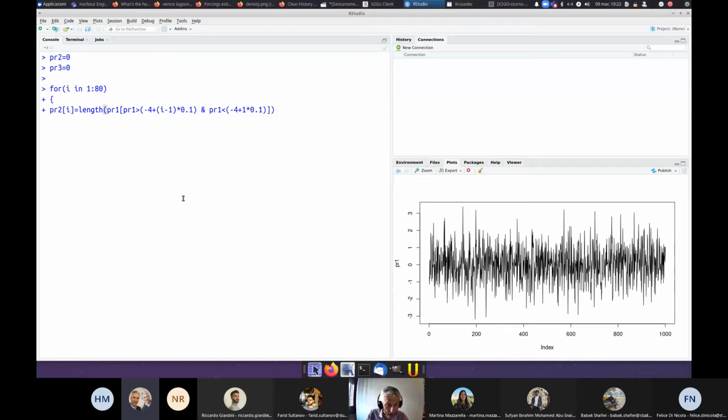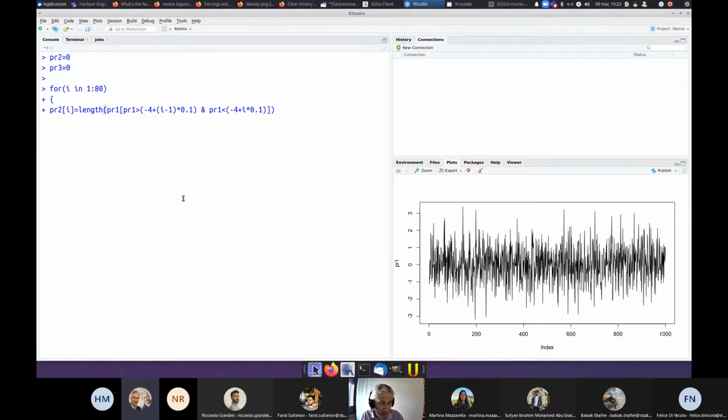And this is counting, again, in the first step of the cycle, E is 1. So it's counting the length of PR1 under two conditions: PR1 must be greater than -4 and PR1 must be lower than -3.9. Will it work? We will see. The second, Professor? Yeah, please. I think that the second condition should be -4 plus I times 0.1. Yeah, correct. Thank you. This is very good. It means that you are following me. Thanks a lot.